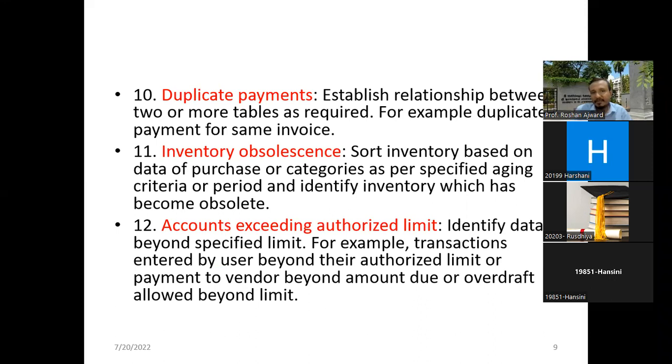Duplicate payments, you can see those duplicates, right? There cannot be two of the same invoice number, so you can check that. Inventory obsolescence: you can run a test to see which items are below net realizable value, if the net realizable values are given, and compare with the cost to check whether the valuation is done properly. Then accounts exceeding the authorized limits, again as I told you, if there are any customers exceeding them. So likewise, I have just given 12.